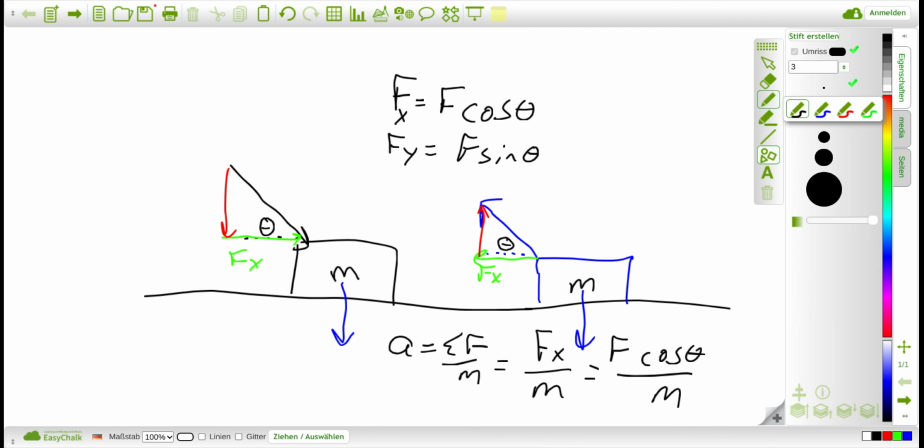The big thing that you need to recognize is that in the box on the left, you're moving to the right, and in the box on the right, you're moving to the left.